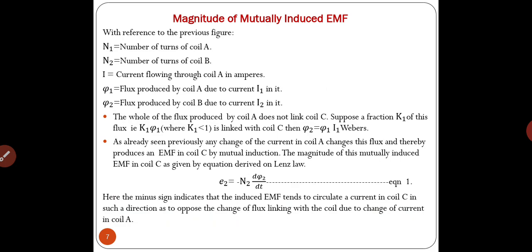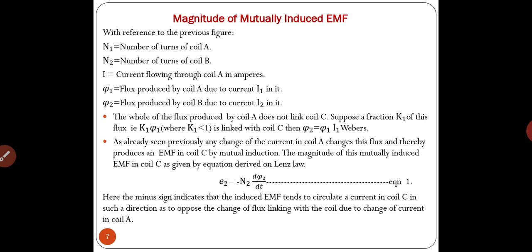I1 is the current flowing through coil A in amperes. Phi1 is the flux produced by coil A due to I1 in it. Phi2 is the flux produced by coil B due to the current I2 in it. N1 is the number of turns in the primary, you can call it the primary turns. N2 is the number of turns in coil B, which is the secondary turns. I is the current flowing through A in amperes, through the primary turns.